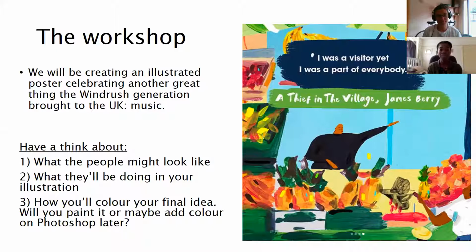In the workshop, we will be creating an illustrated poster celebrating another great thing that the Windrush generation brought to the UK, which is music. So have a think about what the people might look like. We've just shown you a few photos of their hair and their style, and what they'll be doing in your illustration. If the focus is music, is there maybe going to be dancing? Will they be playing instruments in your illustration? And also think about how you'll colour your final idea. I like to paint, so I'm going to be painting my final idea, but I know some of you might have Wacoms, or you might be working digitally, so you can use Photoshop and stuff like that. But that's just to have a think about.